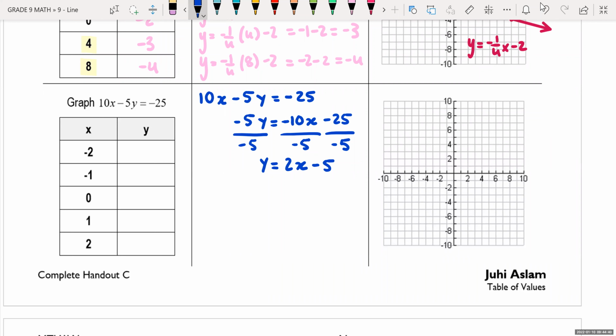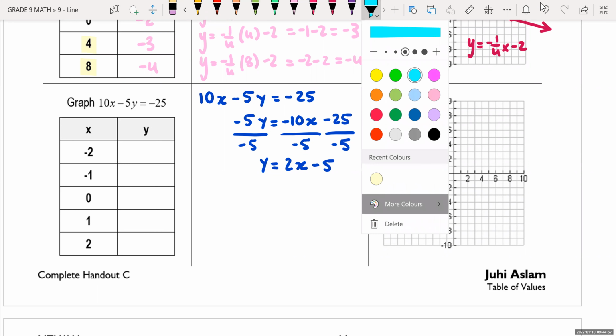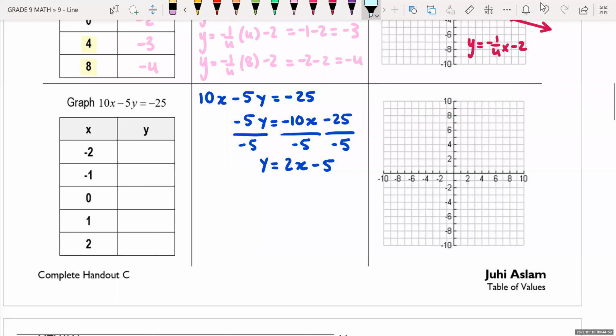And look how much easier this question is. 10x minus 5y is equal to -25 was tricky. But now that we've rearranged it so that it's y is equal to 2x minus 5, the question becomes so much easier. Because this question doesn't have any fractions, I just chose my usual -2, -1, 0, 1, and 2. And now I'm going to do the same thing I did for the previous two questions. I'm going to take each one of my x's and put it into my equation.